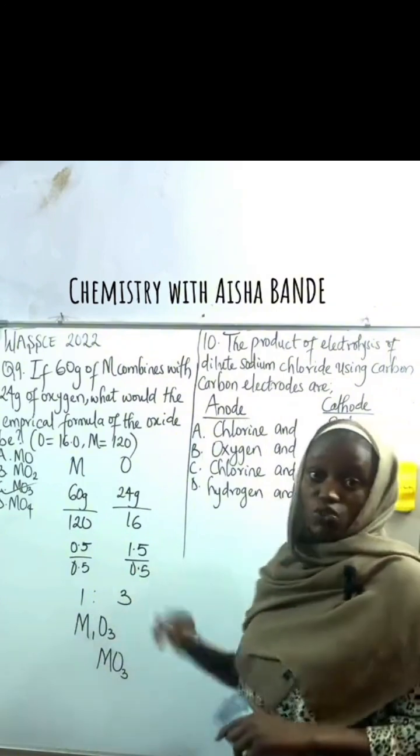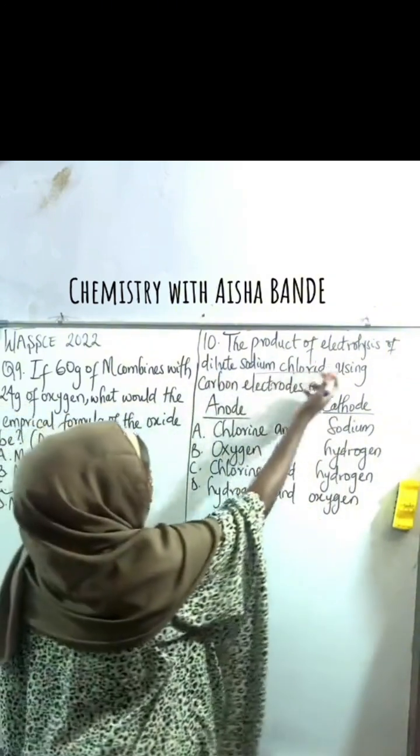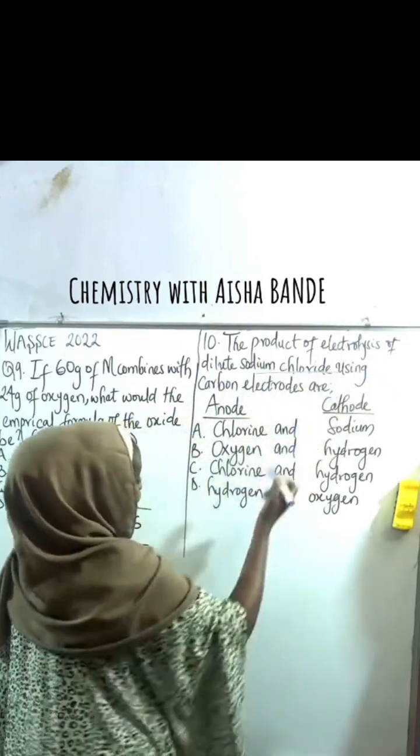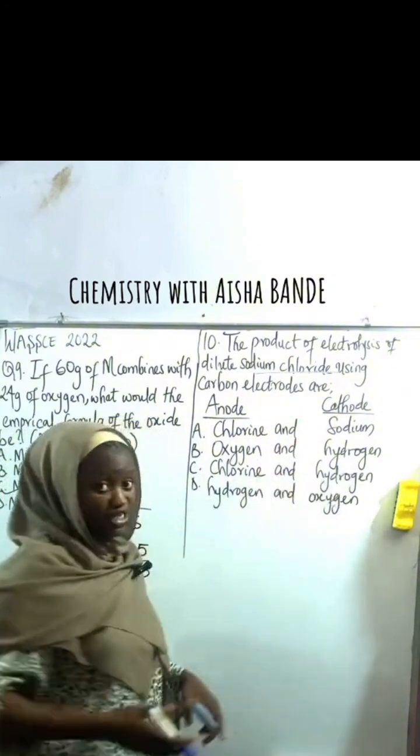So let's move on to the next question, which is number 10. Let's read out the question. The question says the product of electrolysis of dilute sodium chloride using carbon electrodes are. So we have to look at the options and find out which of these options is the correct answer.